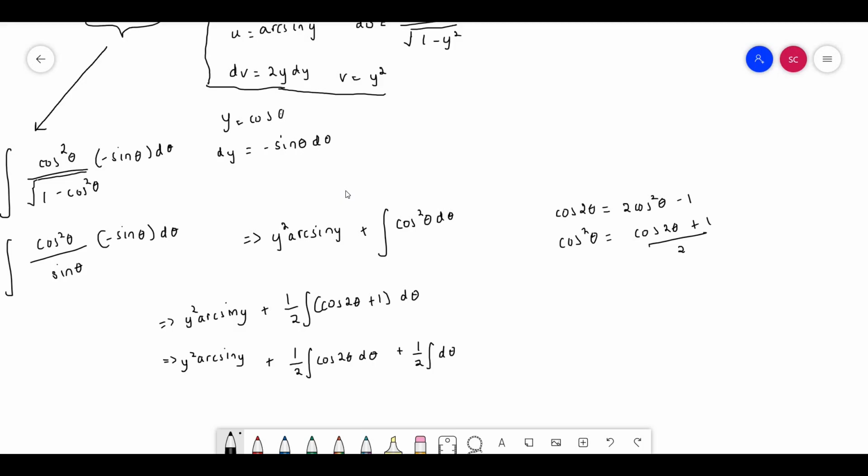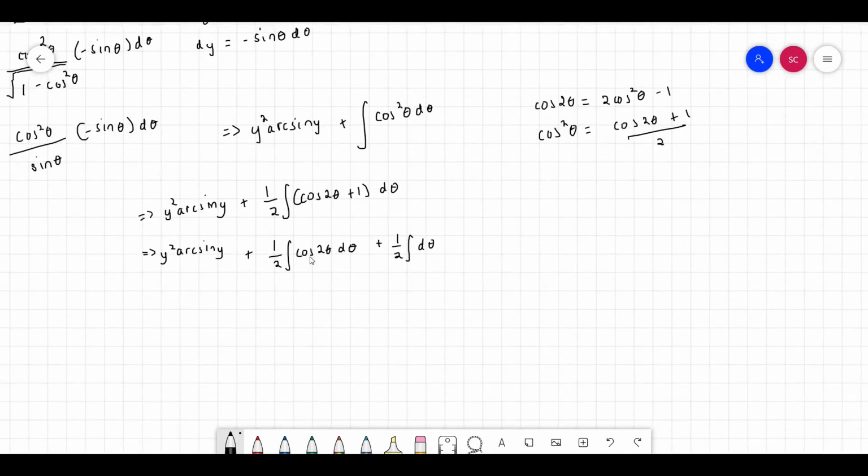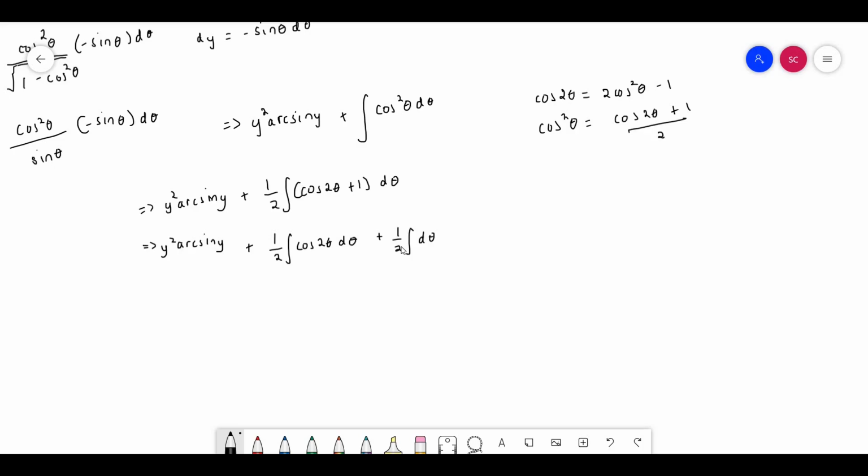Okay, so all we have to do now is integrate both of these, right? And this one is pretty simple. Let's just ignore this again and just worry about this. It's just half theta, right? But for this one, let me just write that here.